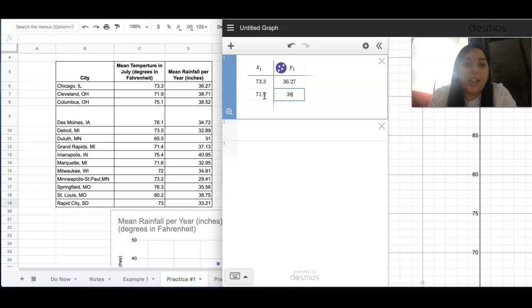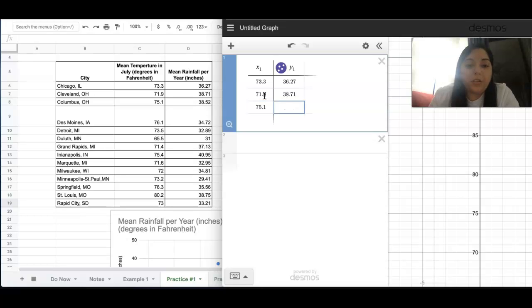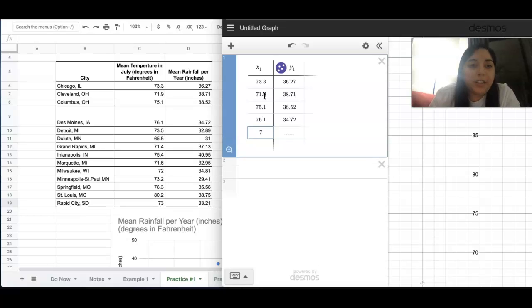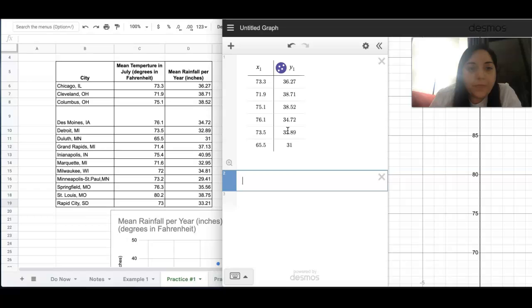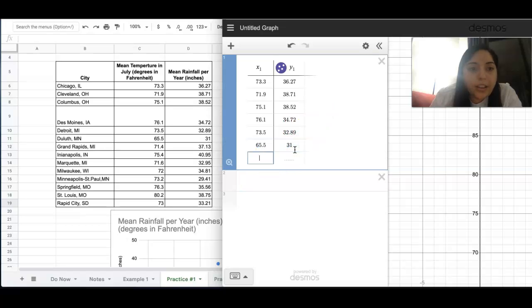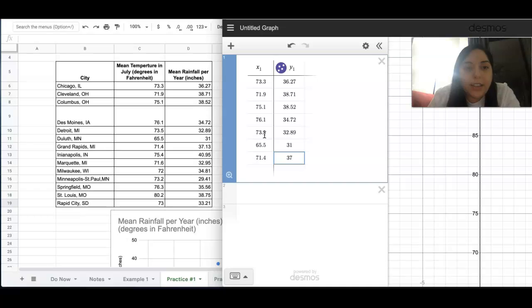71.9, then 38.71, 75.1, and then 38.52, then 76.1, 34.72, 73.5, 32.89, 65.5, 31. Oh, whoops. There we go. All right, and then 71.4, 37.13. We're halfway there now.